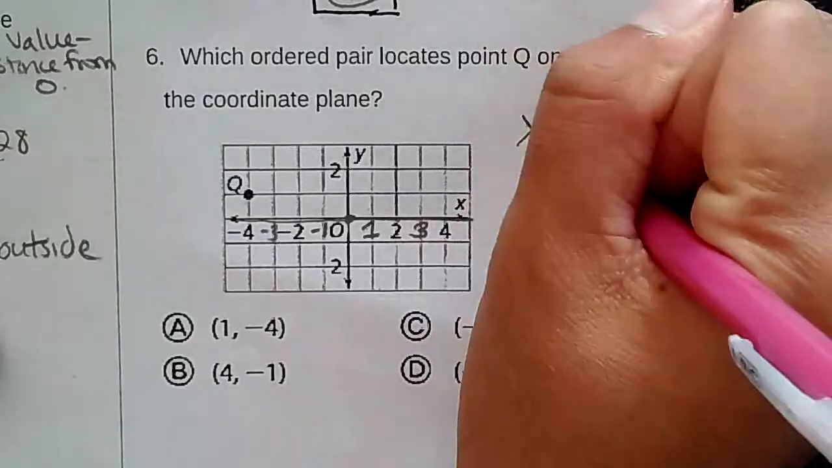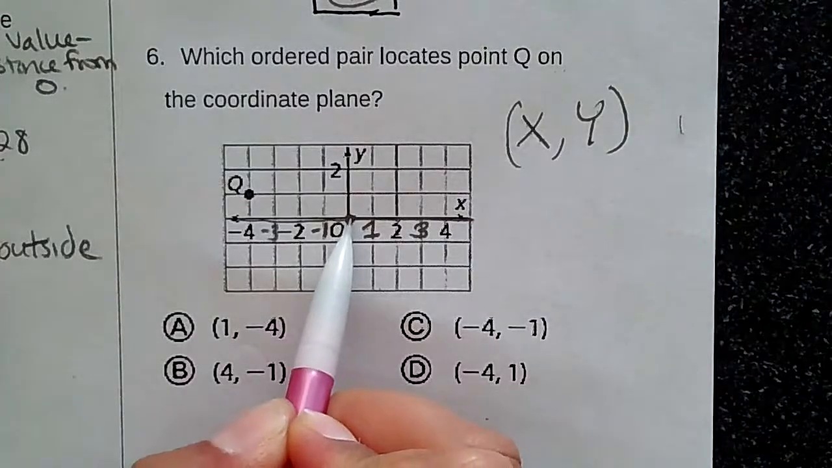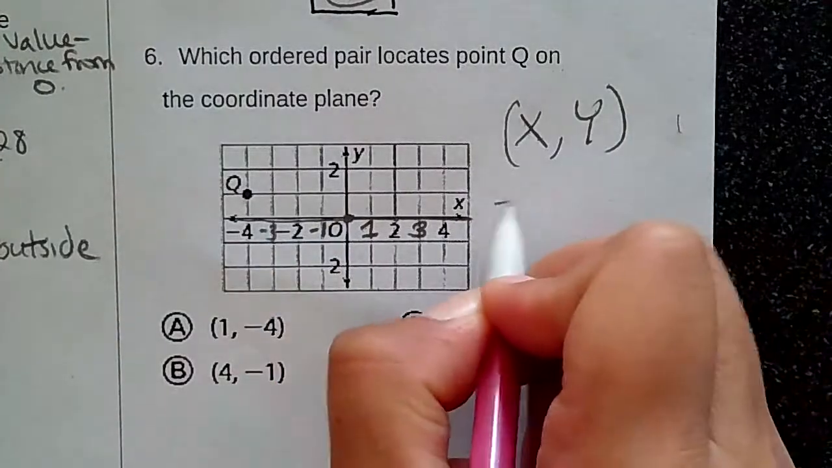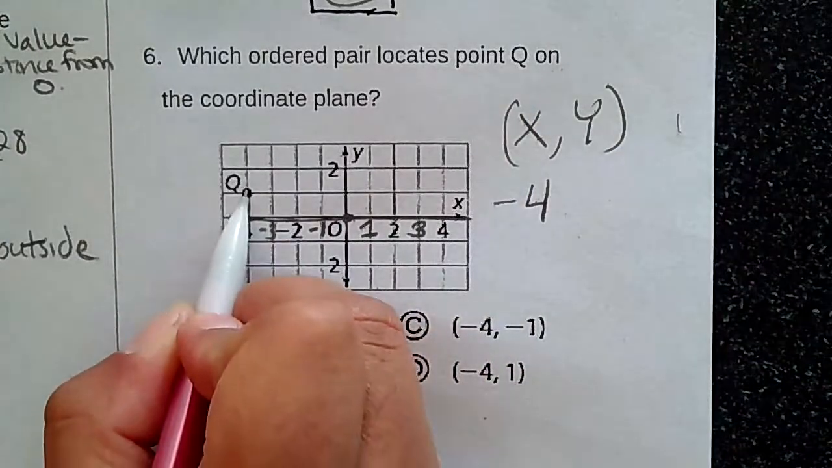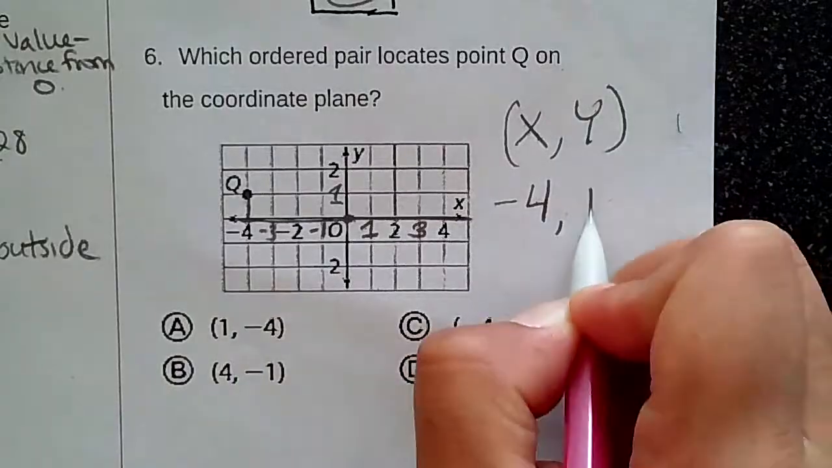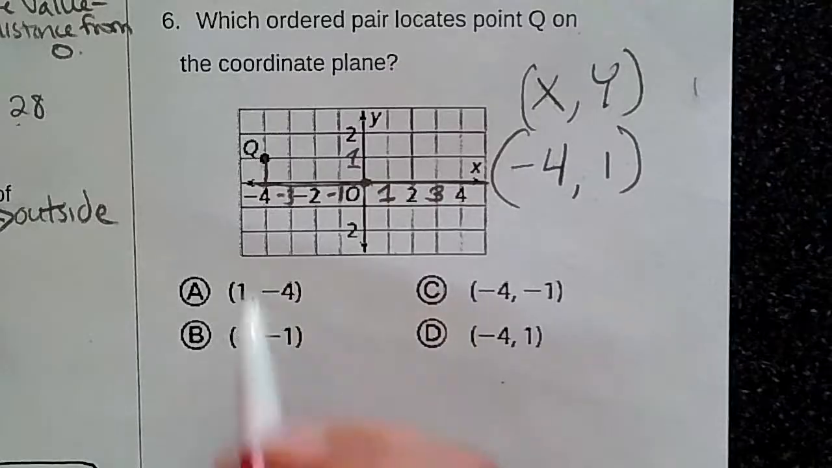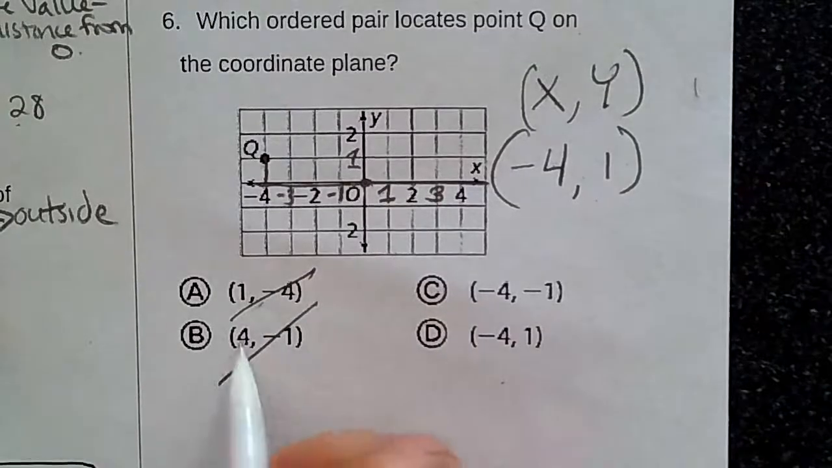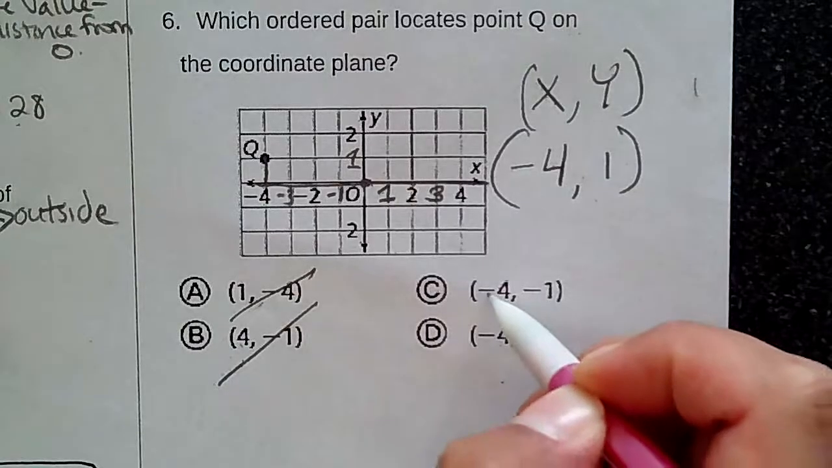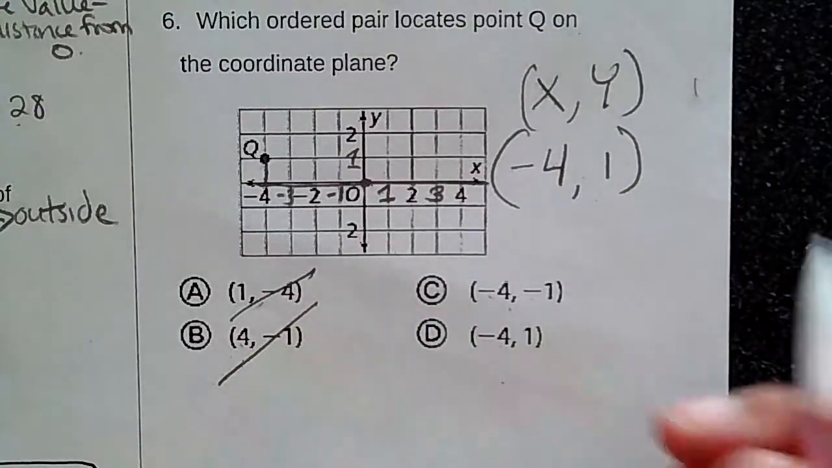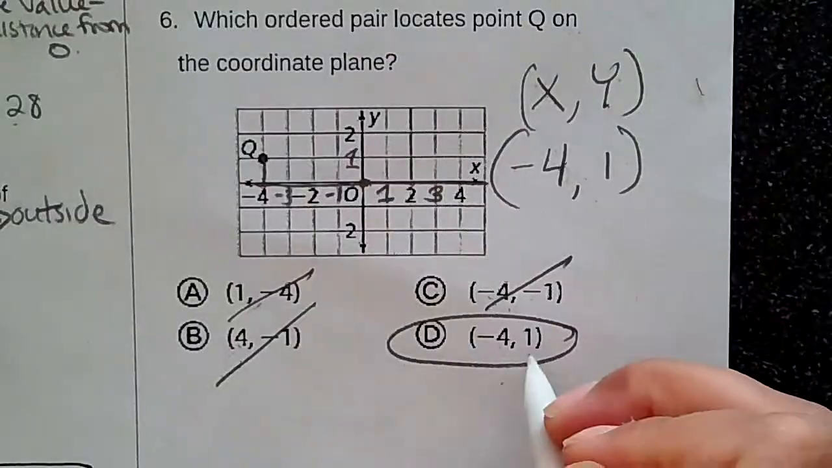So remember, your x is always first and then your y. So on my x-axis, I have to go to the left. That means I'm going negative 4, all the way to 4, and then I'm going up to positive 1. So now when I look down here, I can see this one is not correct. This is not correct because that's a positive 4. It's either this one or this one. It's not negative because that would be down in quadrant 3. So D is correct. -4, positive 1.